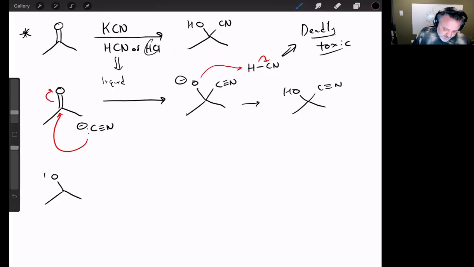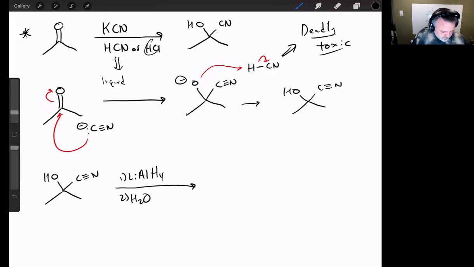If we take a cyanohydrin or any cyano group for that matter, and we react it with lithium aluminum hydride and water, then we can reduce the CN to an amine. We can reduce the CN to an amine. So now we're finally seeing some useful chemistry with this cyanide anion, with the cyanide group.